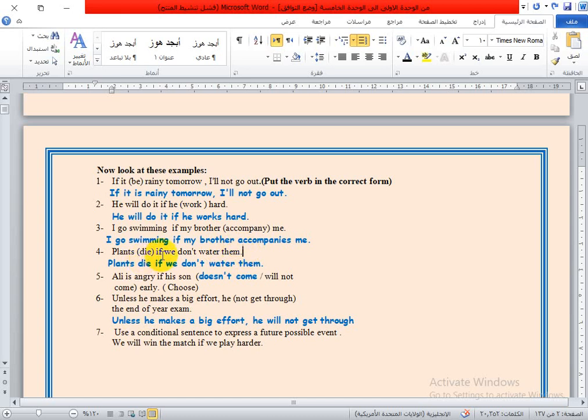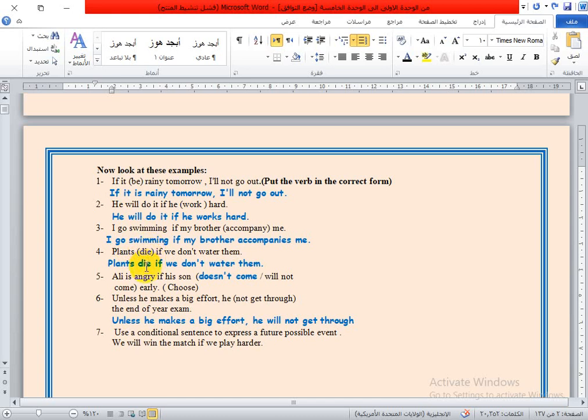In the zero conditional, if the if clause is a present simple, and here we have a present simple, don't water, so the main clause must be present simple too. Die becomes die, because the present simple is either a verb base or a verb with s. Plants is plural, so we don't add s.